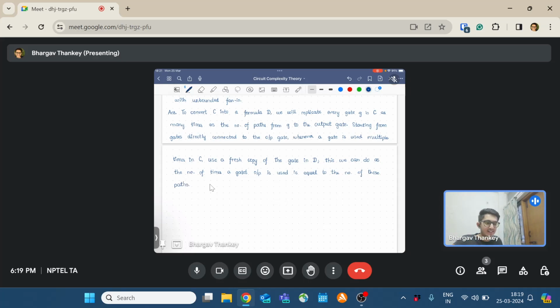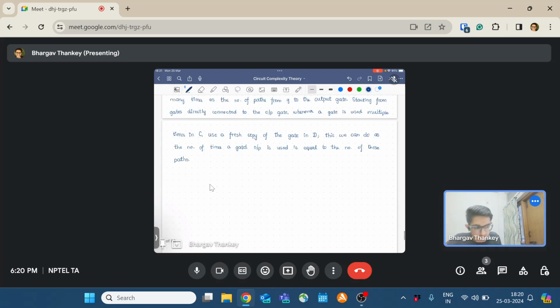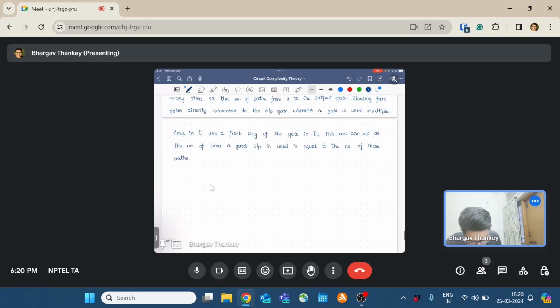So this is how we have constructed D. Now, is the construction of D fine? If the construction of D is fine, then first observe that, I mean, this is pretty straightforward.